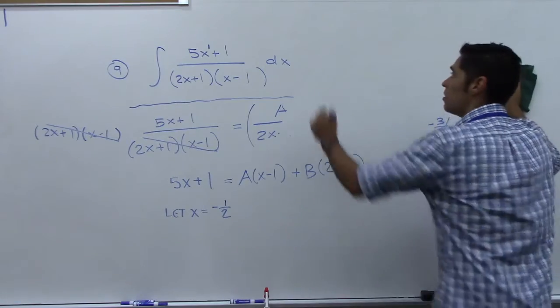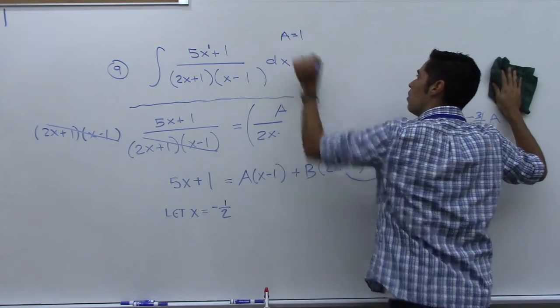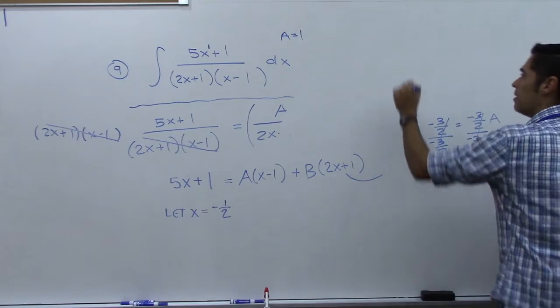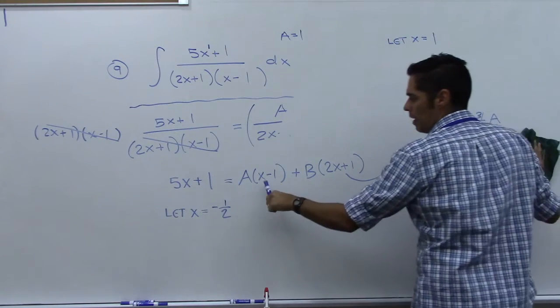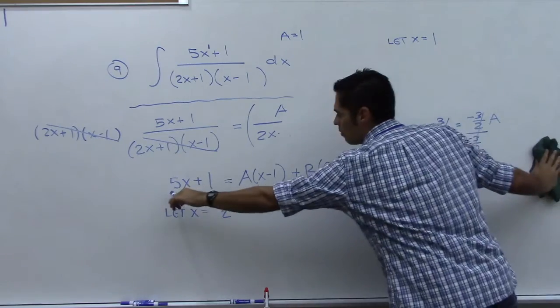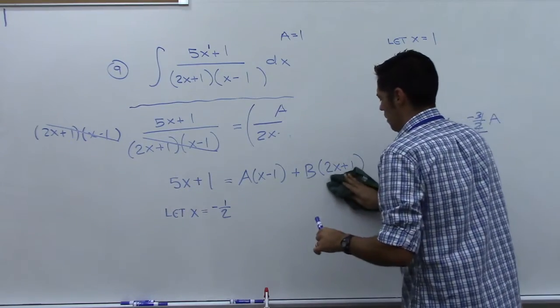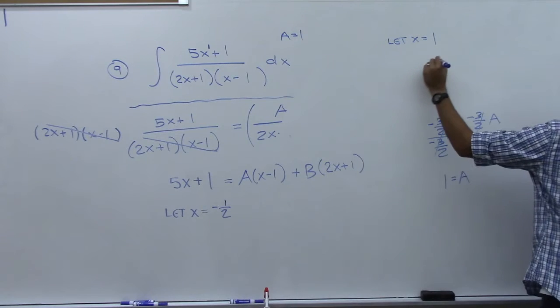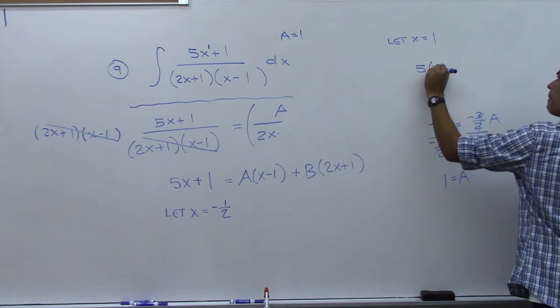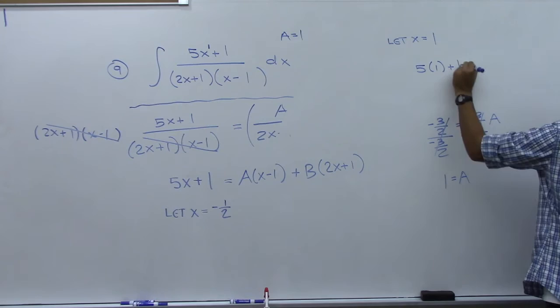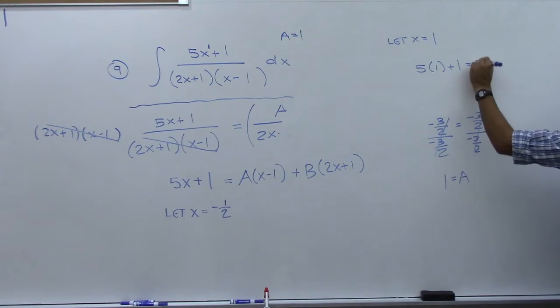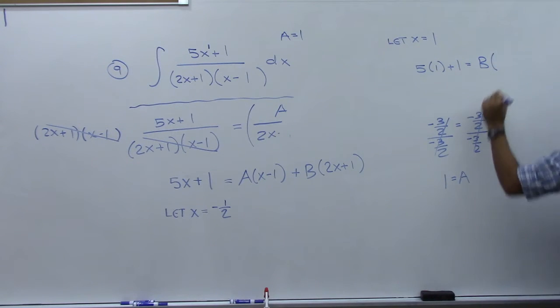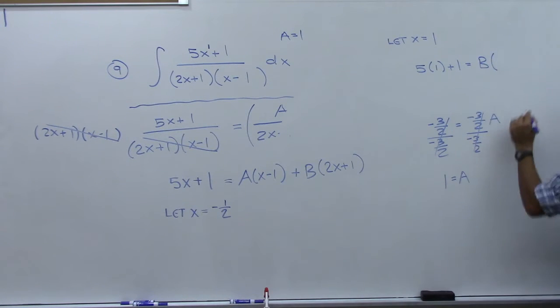Remembering a is 1, I'm just going to write that down up here so I remember it. A is 1. And now I'm going to let x be equal to 1 right here. That way it'll kill this off. If I do that and rewrite this line, I get 5 times 1 plus 1 equals, now remember this is gone, but then I have plus b times 2 times 1 is 2 plus 1 is 3. So I get that.